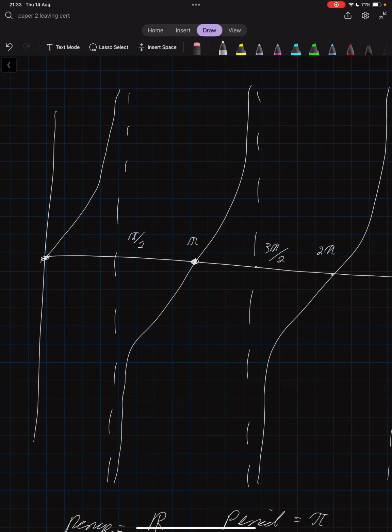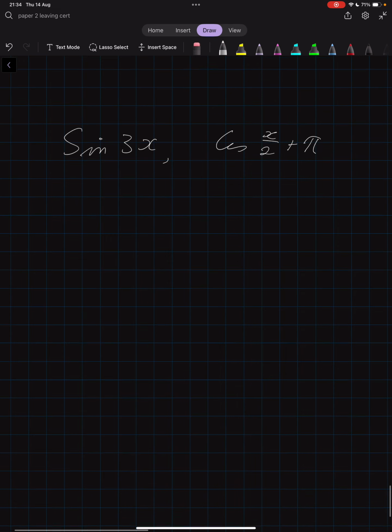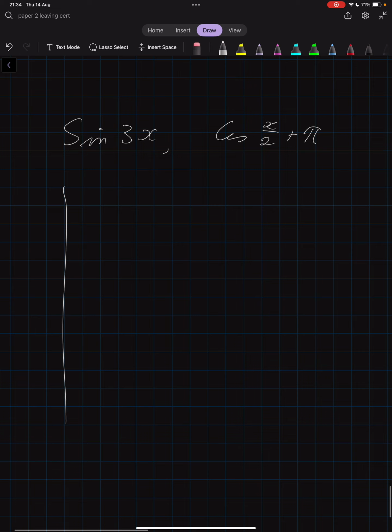Okay, and then let's say they want you to draw, say, a sine graph. So they want you to draw sine 3x, and I want you to draw cos of x over 2 plus pi. So how would you draw these? So first of all, sine 3x, what does it look like? So what does the 3x do?